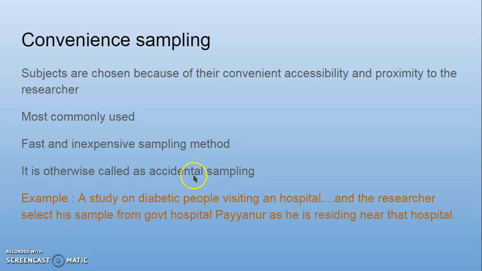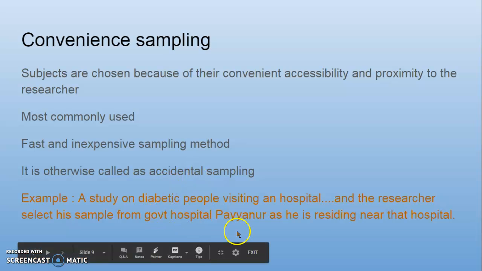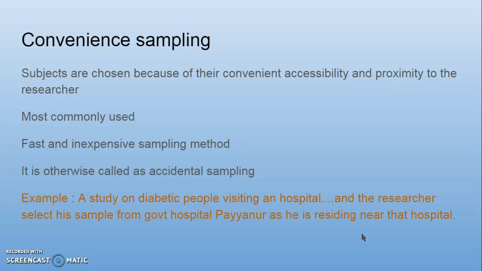So what is the example here? A study on diabetic people visiting a hospital. So the researcher has selected a sample, that is Government Hospital Payyanur, as he is residing near the hospital.